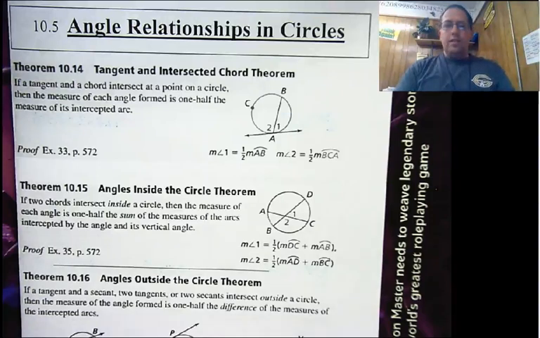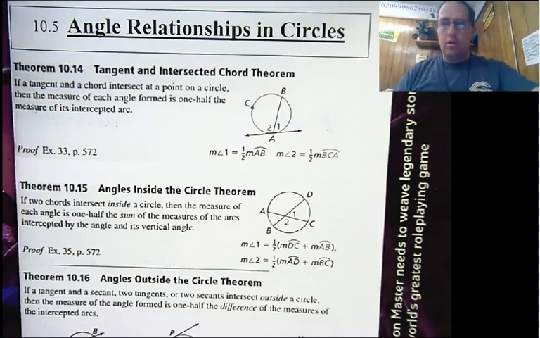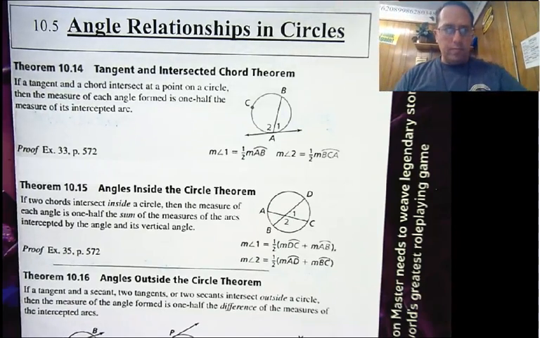Hello class. Today what we are going to look at is angle relationships in circles. So this is talking about how do different angle measures affect each other? How do they work together? So first one, tangent and intersected chord theorem.